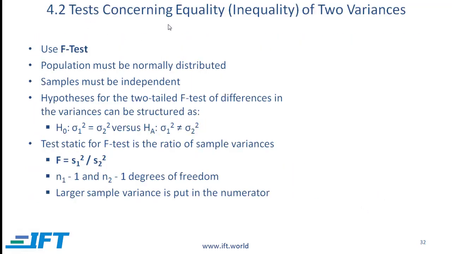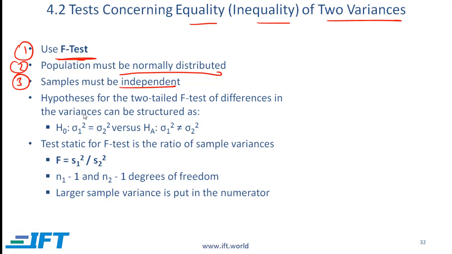Now we will look at tests concerning the equality or inequality of two variances. First, a high level and important point is that we need to use the F test when we are comparing two variances. And as we've seen before, for this test to work, the population must be normally distributed. If the population is not normally distributed, then we cannot use this test. And again, as you've seen before, the samples must be independent.